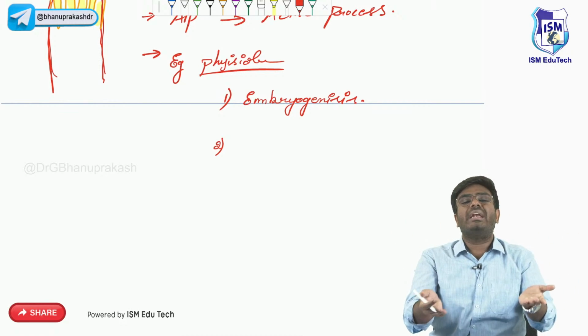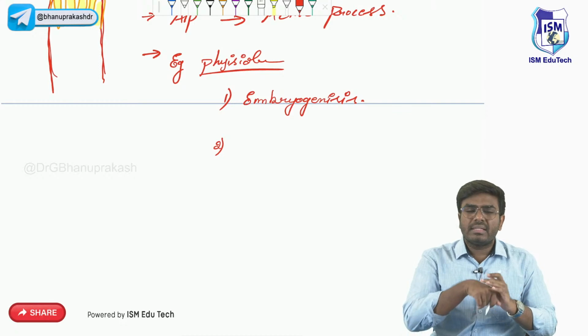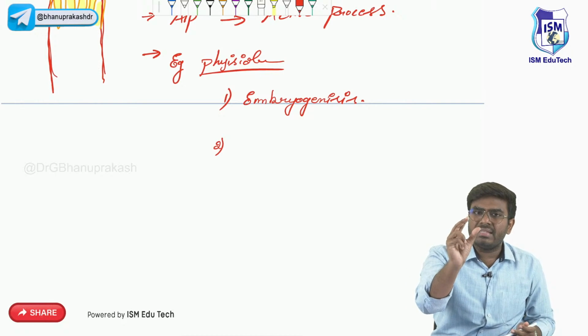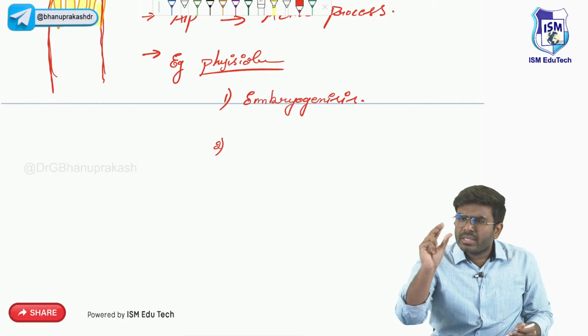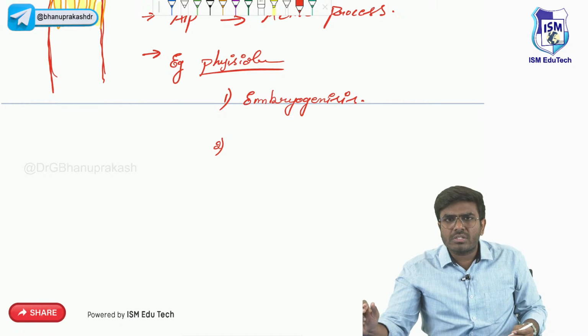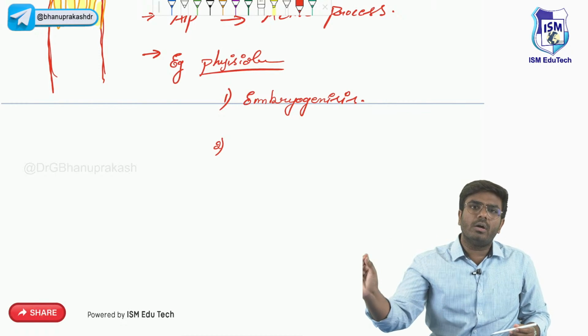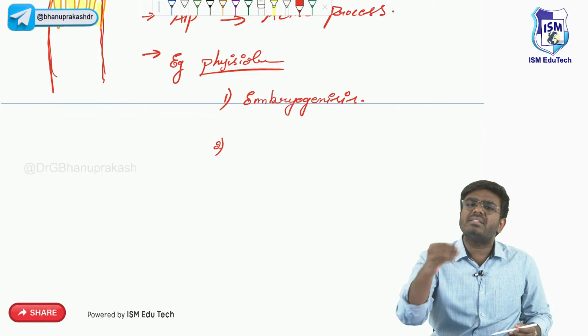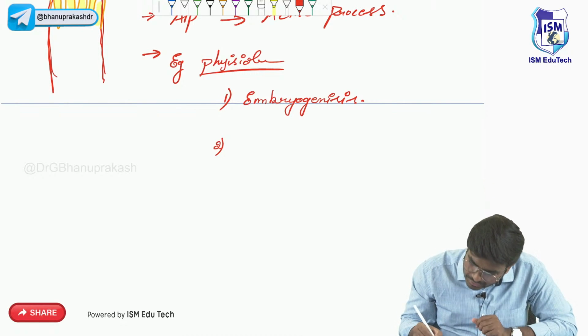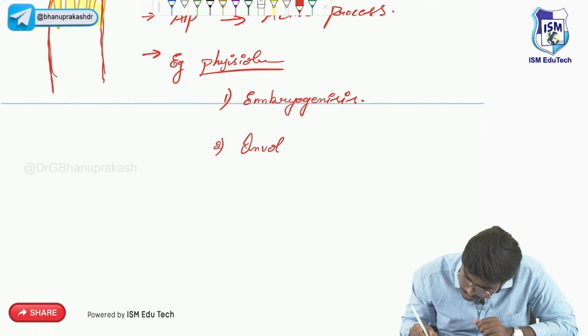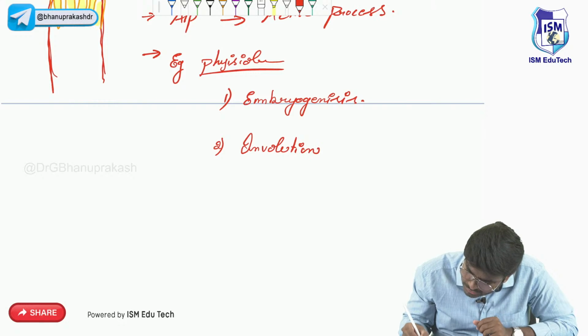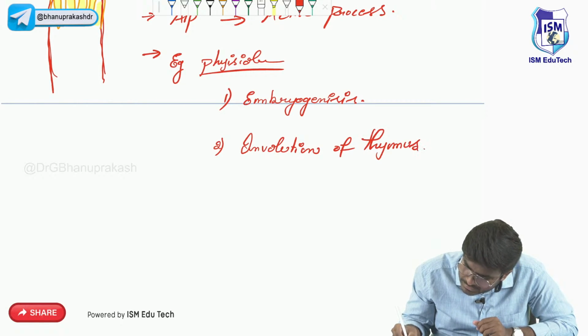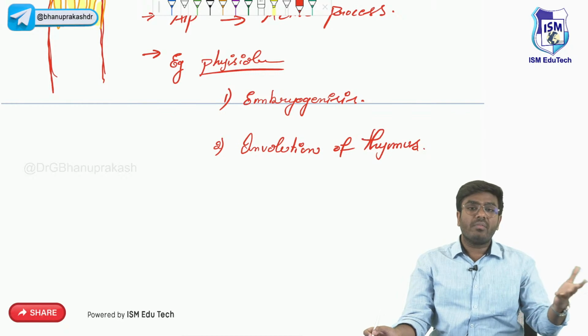This is something physiological. It happens in your body and my body. The thymus gland, which was bigger in size, is now becoming smaller and smaller. Is it pathological? No. With age, it becomes smaller. Some cells are dying, and this is absolutely physiological. So, involution of thymus is a physiological example of apoptosis.